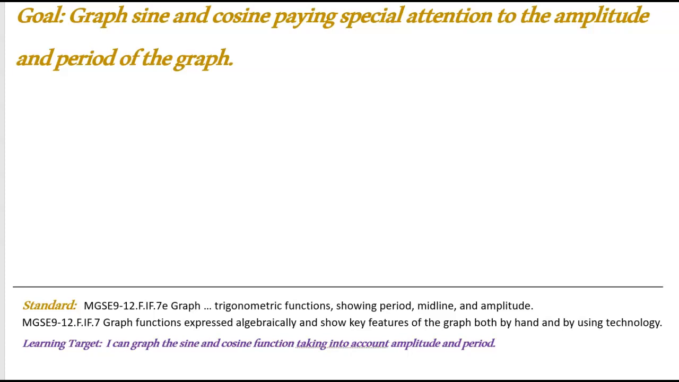All right, so my hope is you know the characteristics of sine and cosine, the original characteristics, and you now know how the amplitude affects the graph, how the period affects the graph, and then how you can use those 2 characteristics to make a rough sketch.